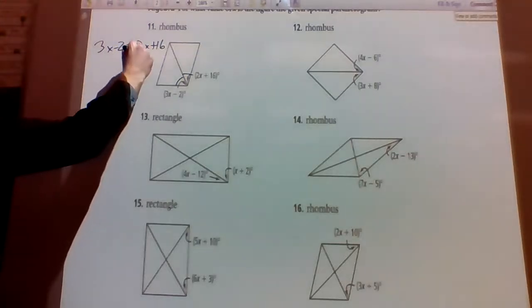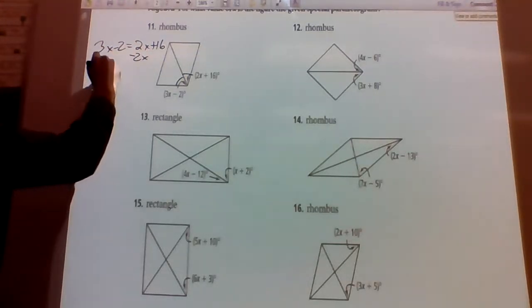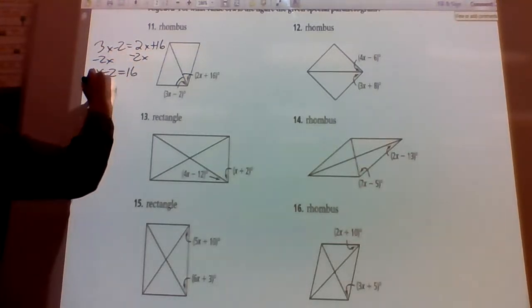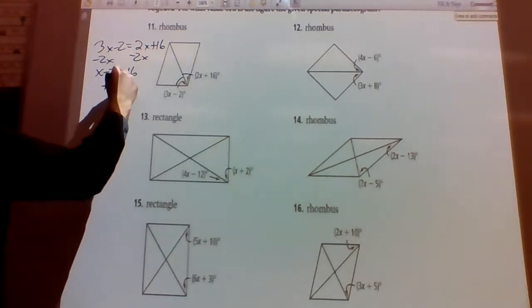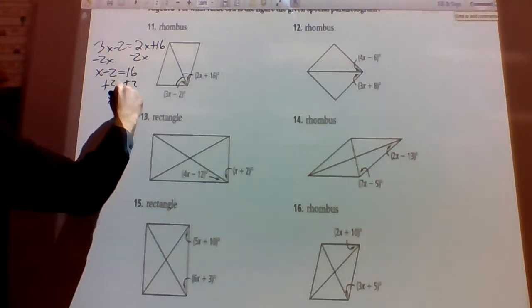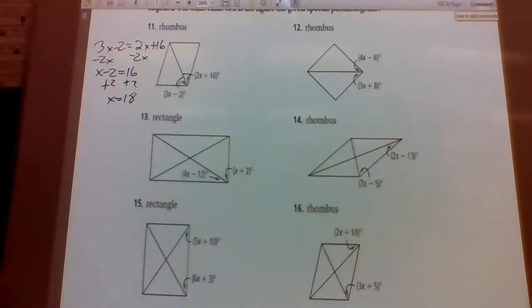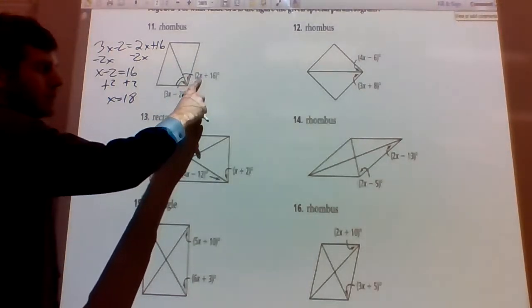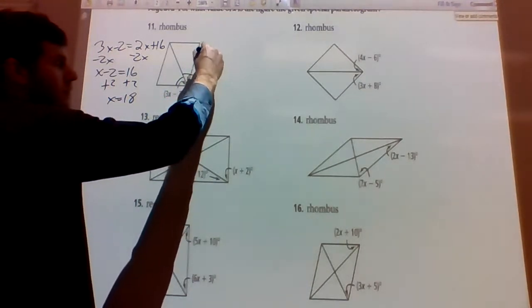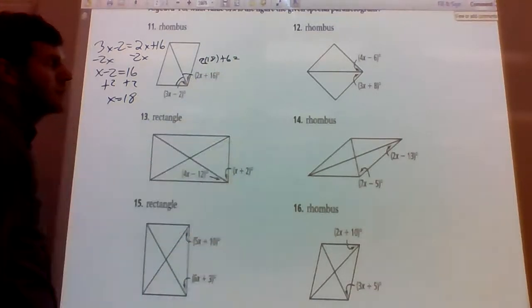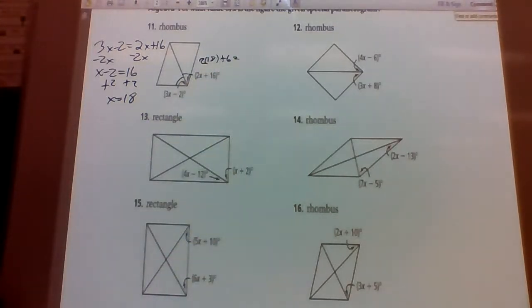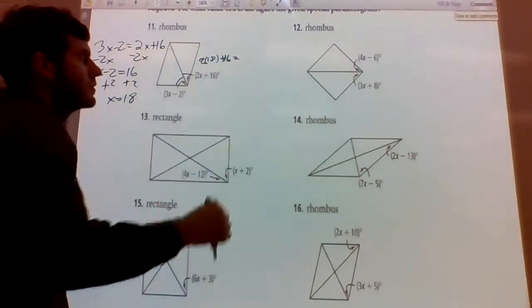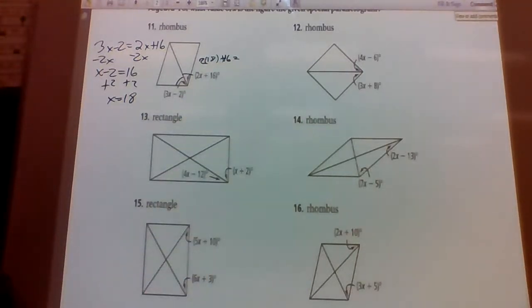Subtract 2x from both sides. X minus 2 equals 16. Add 2 to both sides. X is 18. Substitute in just to make sure. 2 times 18 plus 16 is going to be 36 plus 16, which is 52.